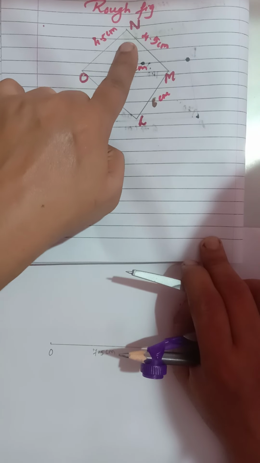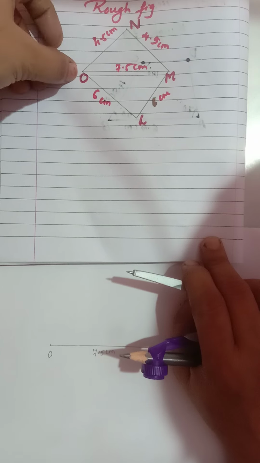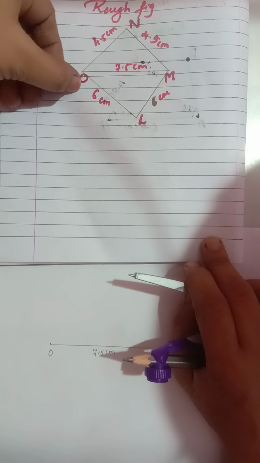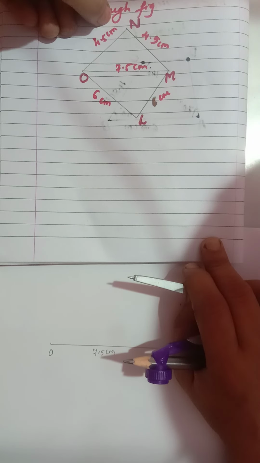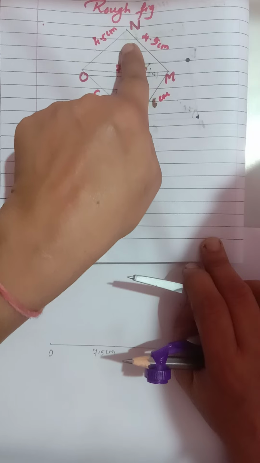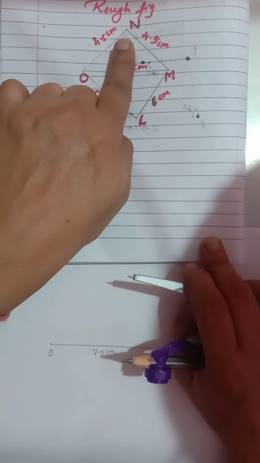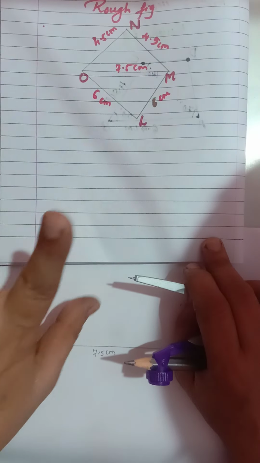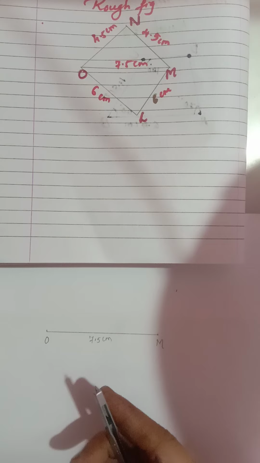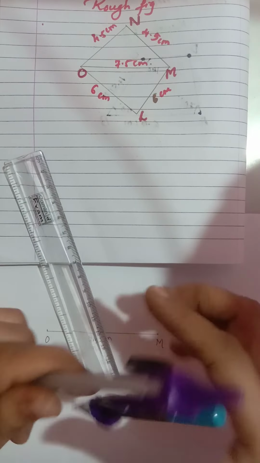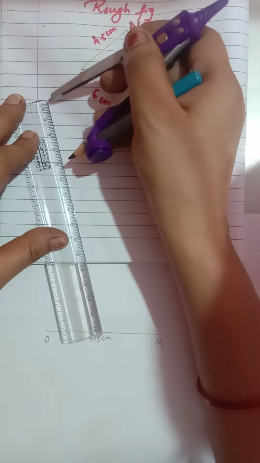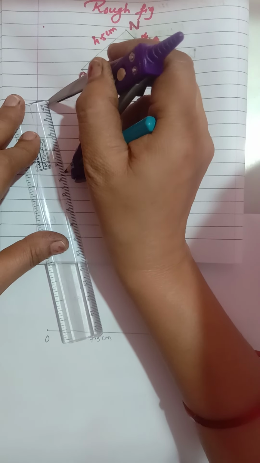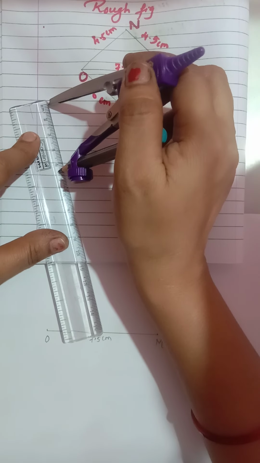So first we will construct N. Now again very carefully pay attention children. N from O is at what distance? 4.5, and even from M it is at 4.5 distance. You can see this point N is equidistant, right? From O also it is 4.5 and from M also 4.5. So we will open the radius of the compass 4.5 centimeter. Now see, we have opened 4.5 centimeter.